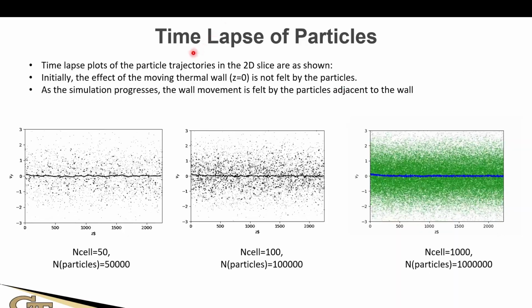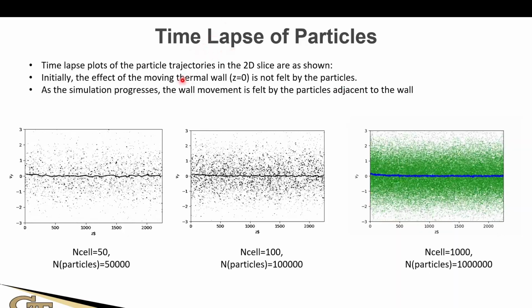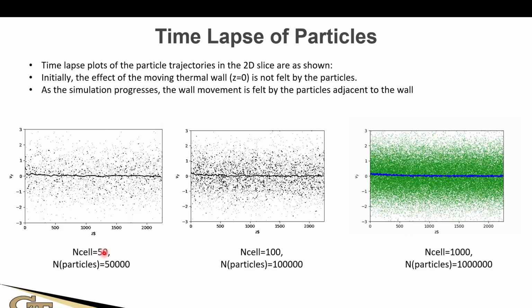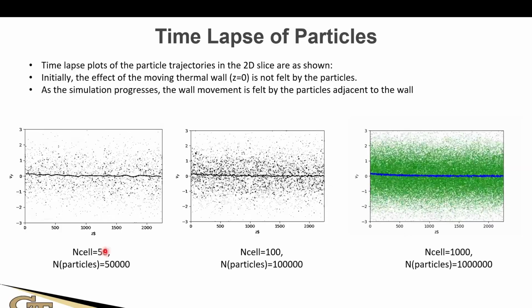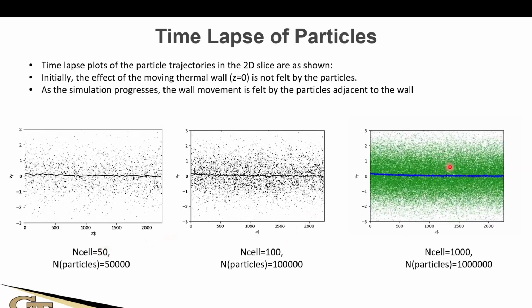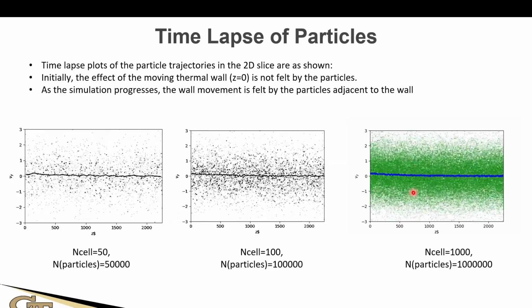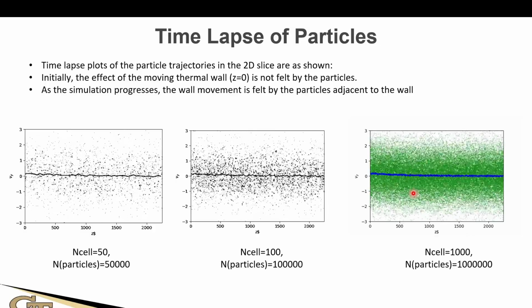Now this is a time lapse of the particles. The particle trajectories in the 2D slice are shown. The particle sizes, the cell sizes and the number of particles are increased for the three cases, and these are pretty computationally expensive, which is why the parallelization algorithm is extremely effective in this case.